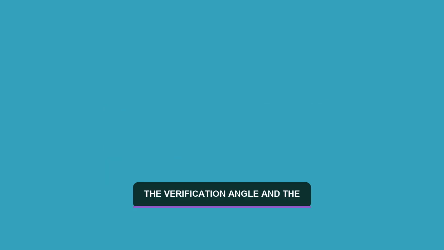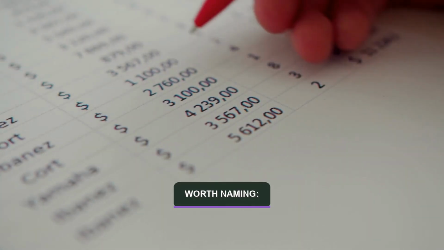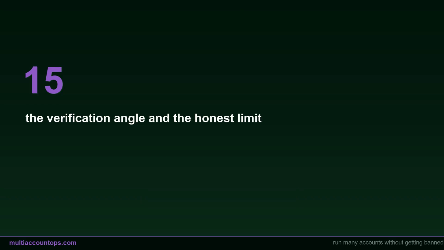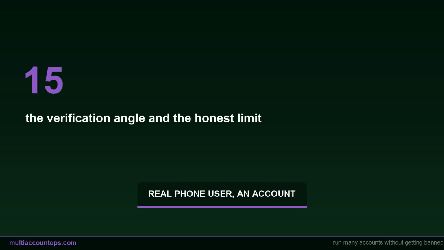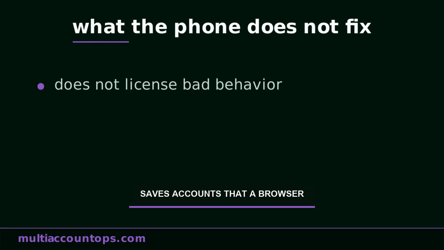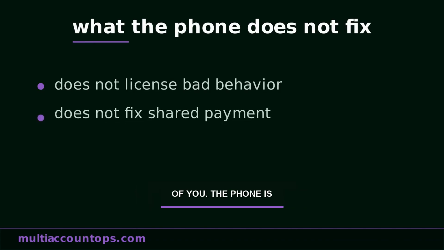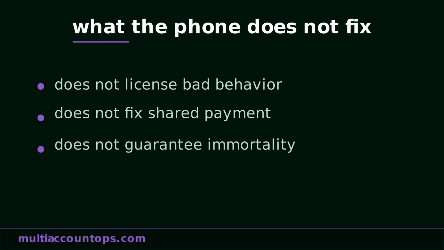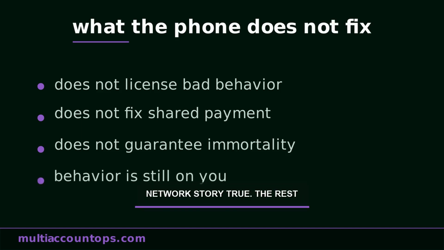The verification angle and the honest limit. One clean benefit worth naming: a real number on a real device answers a step-up verification cleanly. When a platform sends a code or asks the account to prove it is a real phone user, an account that genuinely is one passes without drama. That alone saves accounts that a browser-only setup would lose at the first challenge, but keep the honest limit in front of you. The phone is one layer. It does not license aggressive behavior. It does not fix a shared payment method. And it does not make an account immortal. It makes the device and network story true. The rest is still on you.